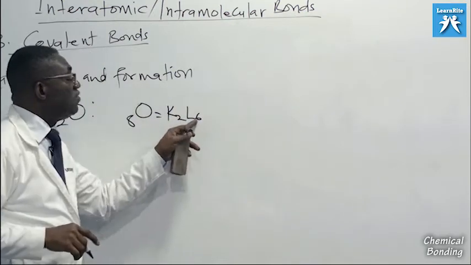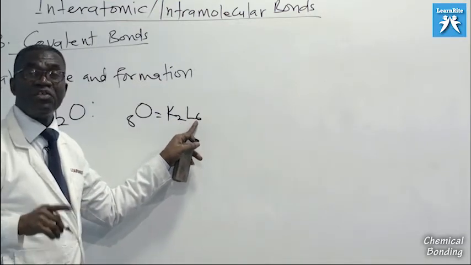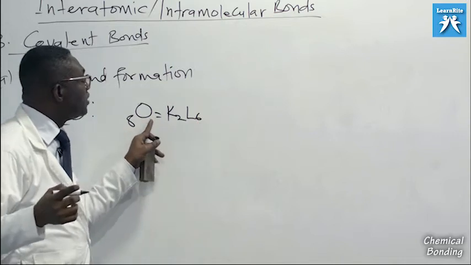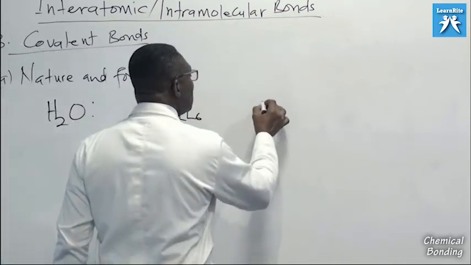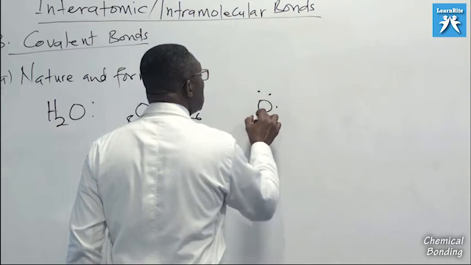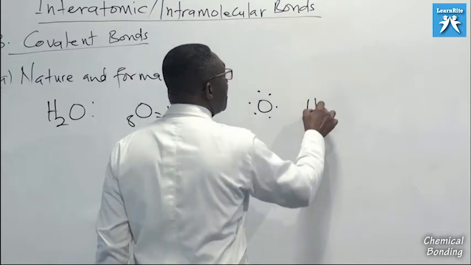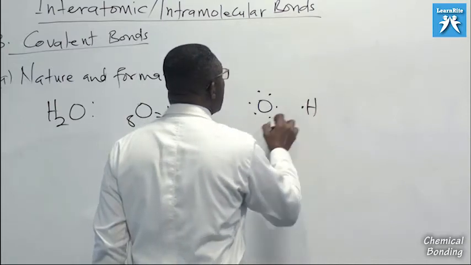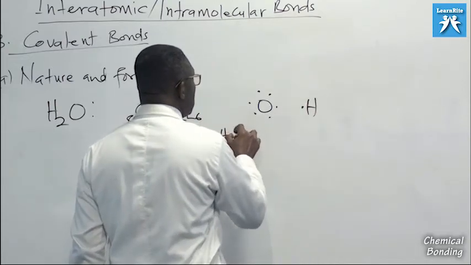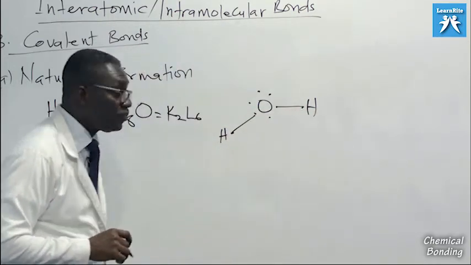That will give us 8. So if it is 8, how many electrons do we need to fill the shell? 2. So oxygen needs 2 more electrons. So for oxygen forming bonds, it will be like this. Oxygen will have 6 electrons in the outer shell. It will only share 2. So it will share 1 with this hydrogen, that has 1, and then another 1 with this hydrogen, that has 1. So this will share, that will share to form a bond.